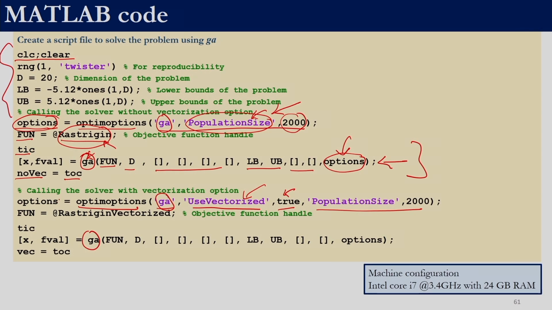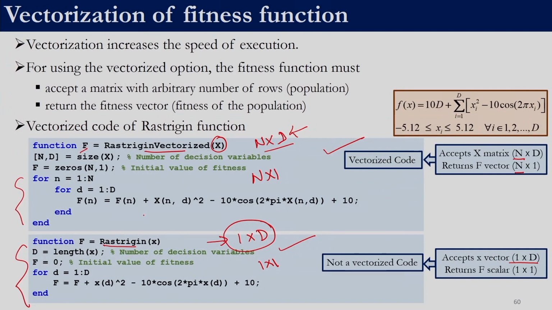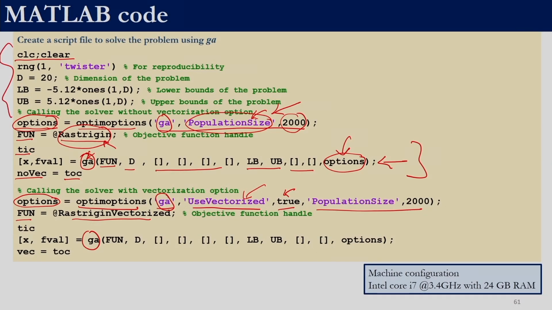This is, as usual, defined in a variable, in this case again options, and the objective function file which we have now is Rastrigin vectorized. We want GA to use this file because this is vectorized code, and we are informing GA through these options that the code we have is vectorized. Similarly, we measure the time with tic and toc, use the same line as before, and it will solve the problem.